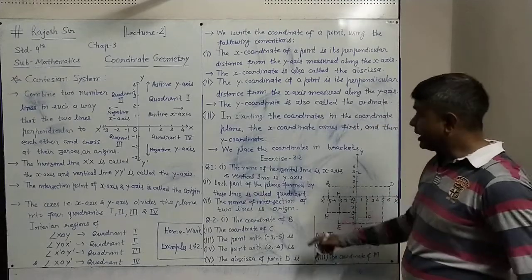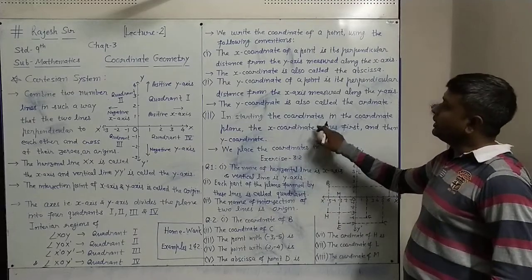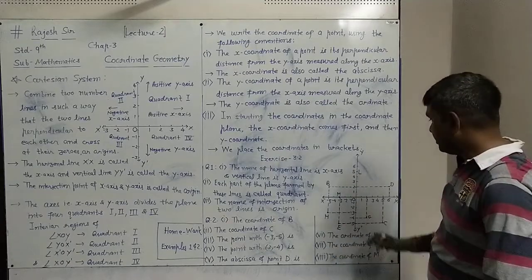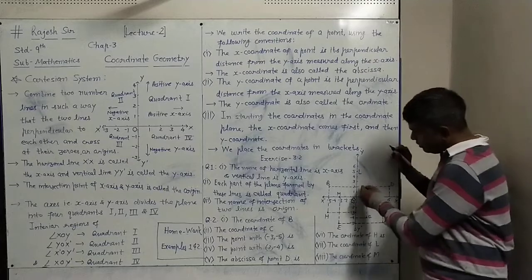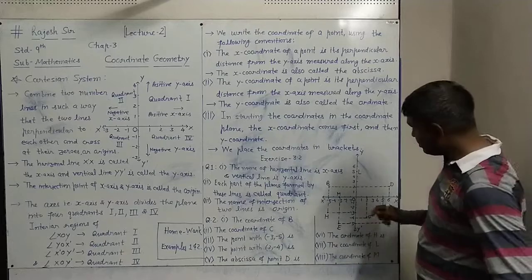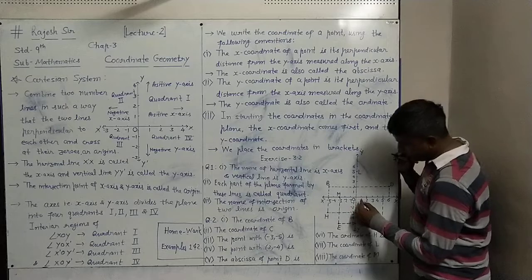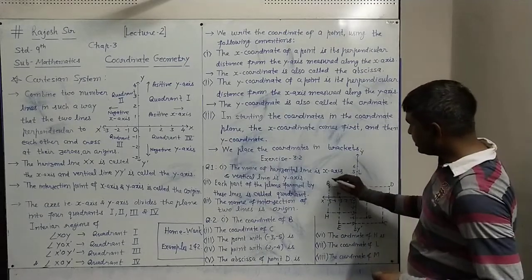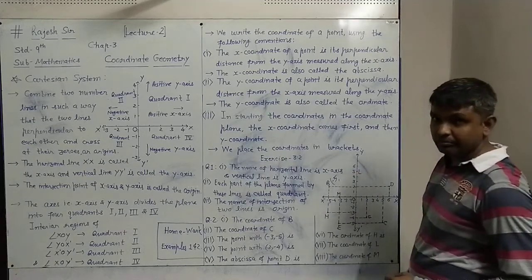The coordinate of B, how to write? These are the rules we have. We have to write first the x coordinate, and the x coordinate is the perpendicular distance from the y-axis. For B, what is the perpendicular distance from the y-axis to point B? You have to measure this distance along the x-axis. Along the x-axis you go, this is -5. So -5 will be the first coordinate of B.